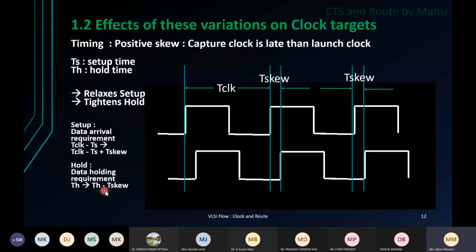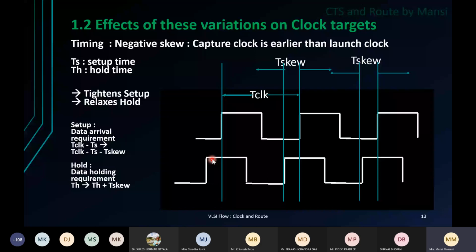Now the reverse of this. In case of negative skew, my capture clock is coming earlier than the launch clock. What will happen over here? The reverse. It will tighten the setup. Why? Because instead of my data coming just before this edge, now my data has to come much before this edge, which is much stricter. The skew is already removed from the setup time, so it is much stricter. So it is tightening my setup, but it is relaxing my hold. My data should have come over here. Now, even if it comes here, here, anywhere, it's fine. So the hold is relaxed.